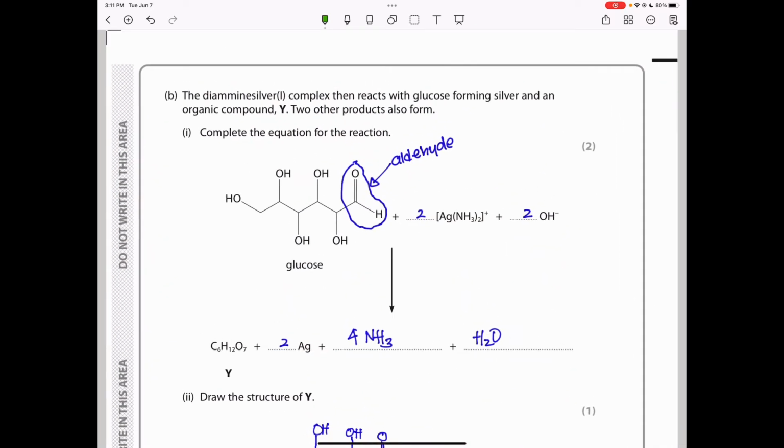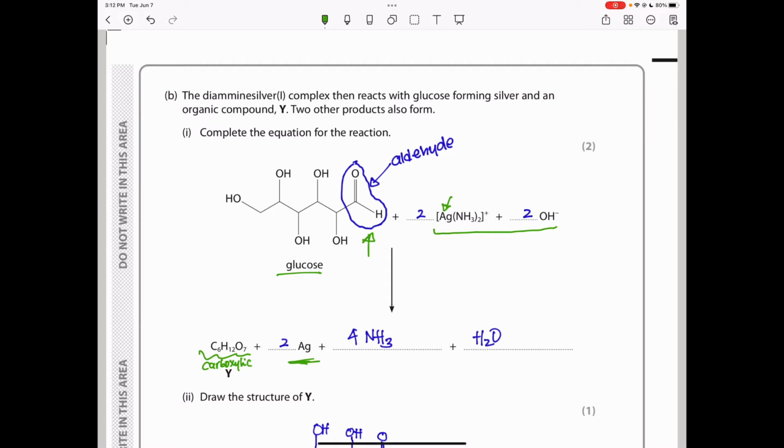Part B says the diamine silver(I) complex then reacts with glucose, forming silver and an organic compound Y. Two other products of course form. Here we can see that even if this is glucose, we know it has an aldehyde group, and this is like reacting with Tollens reagent. When an aldehyde group reacts with Tollens reagent, there is going to be a redox reaction taking place. The silver is going to be converted from silver(I) to silver solid, as you can see here, and basically the aldehyde group is going to be converted into a carboxylic group. So this should be a carboxylic group.